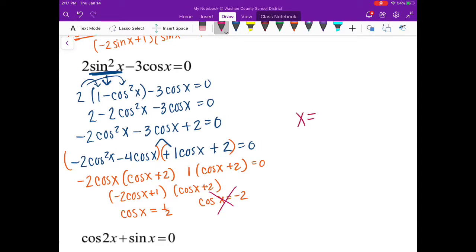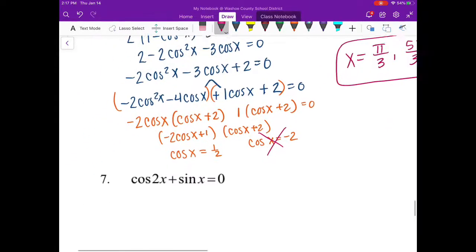Thinking about where your x value, so cosine, is a positive 1/2. We have 1 in the first quadrant at pi over 3, and then 1 in the fourth quadrant at 5 pi over 3. And that's your answer.